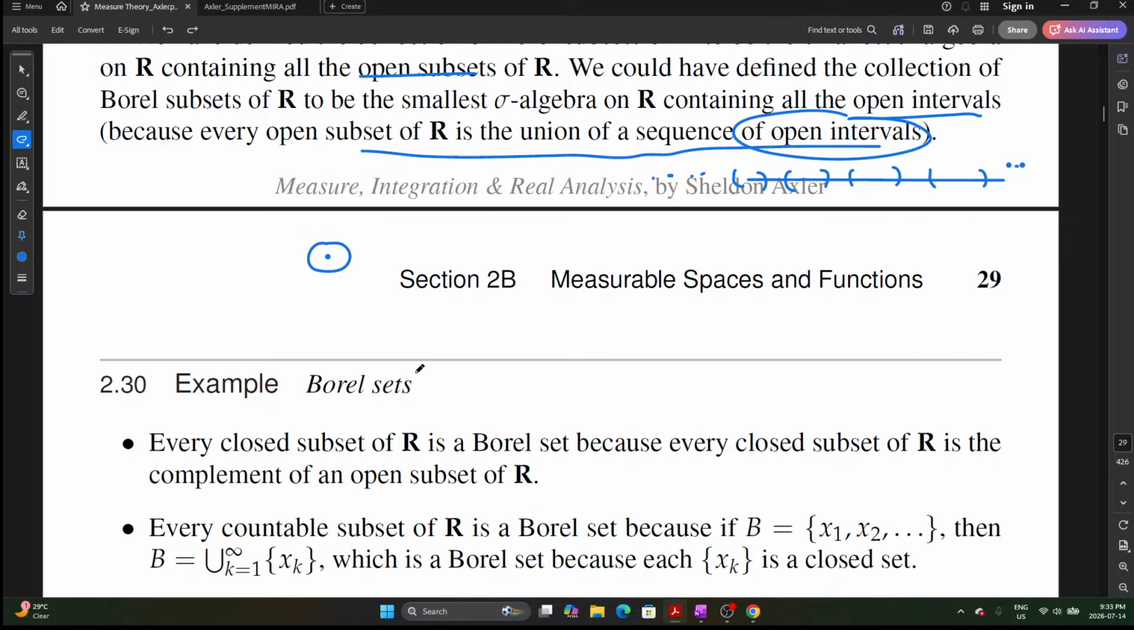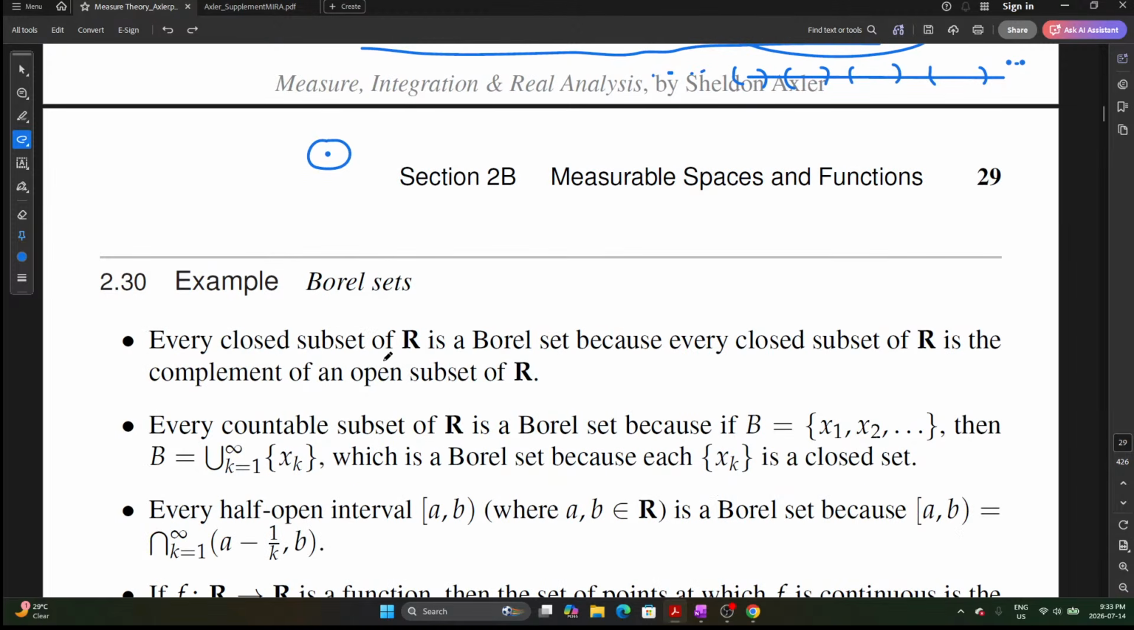Anyway, here let's look at some examples. Every closed subset of R is a Borel set. Why? Because a closed set, depending on which definition you choose, can be defined as the complement of an open set. And as we all know, a sigma algebra is closed under complement. So closed sets are Borel sets.